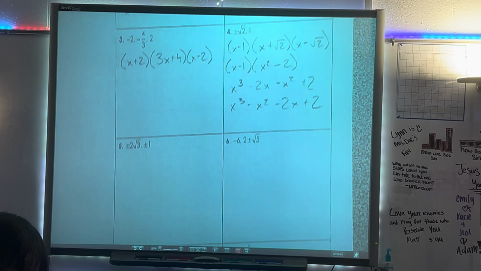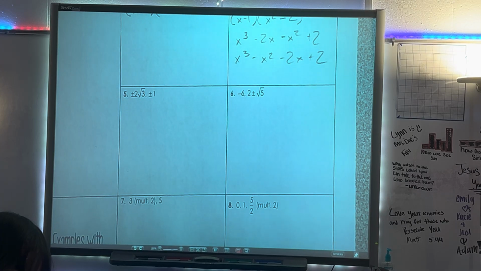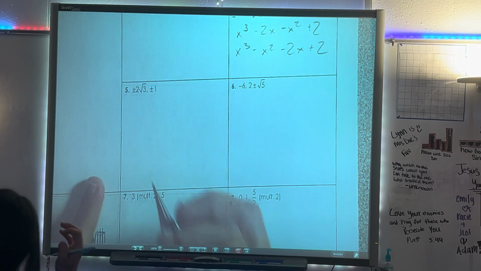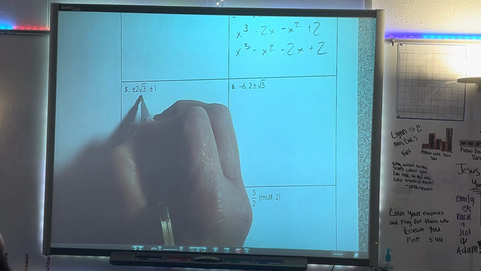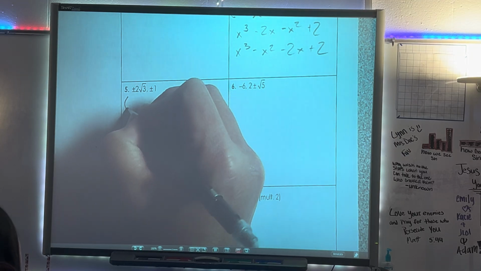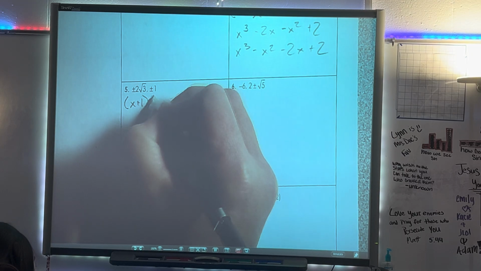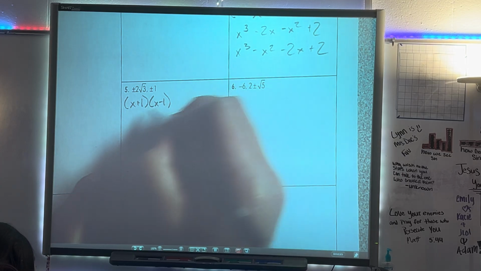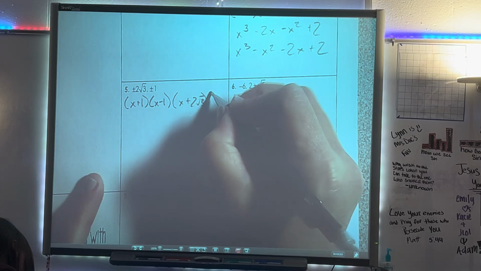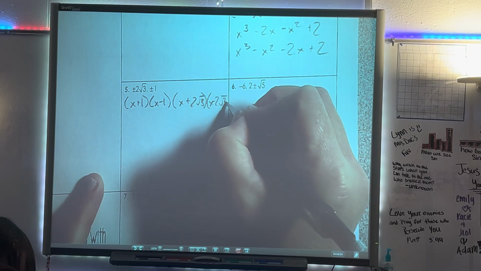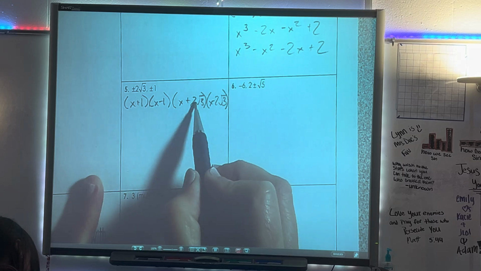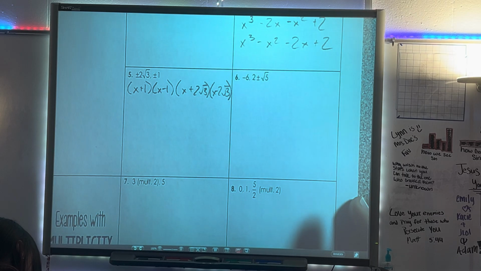Okay, so if we come down and look at these, this one is pretty much going to be like this one. Do y'all want me to work that one since it has the 2 and the root 3? Okay. Alright, so I'm going to do plus 1 and minus 1 together, and then I'm going to do x plus 2 root 3 and x minus 2 root 3. So I'm going to FOIL these two together because it's a difference of squares, and these two, so it's going to give me two binomials that I could then multiply together.